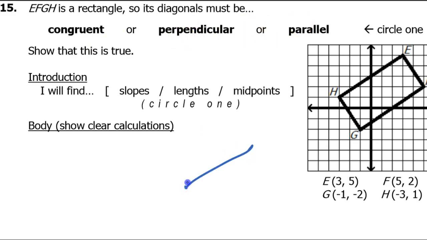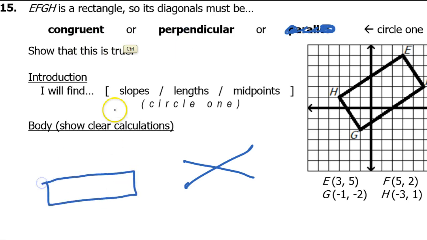Well, diagonals cross over each other, so it doesn't make sense that they could be parallel. That doesn't make any sense. So the question is, are they congruent or are they perpendicular? Well, for a rectangle, the diagonals are congruent because of symmetry.